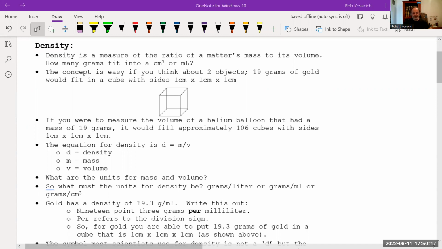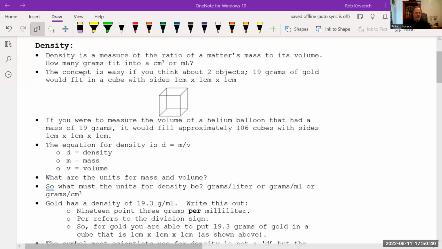It's a great definition, but really the way I like to think about it is how tightly packed is something? Are the atoms and molecules really tightly packed? If they are, then that substance is dense. If they are not tightly packed, then that substance is not dense, and those molecules and atoms are farther apart from each other.